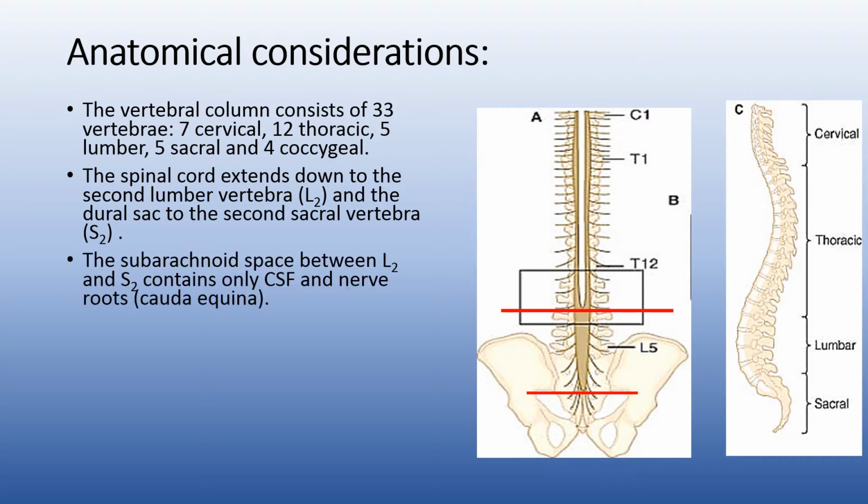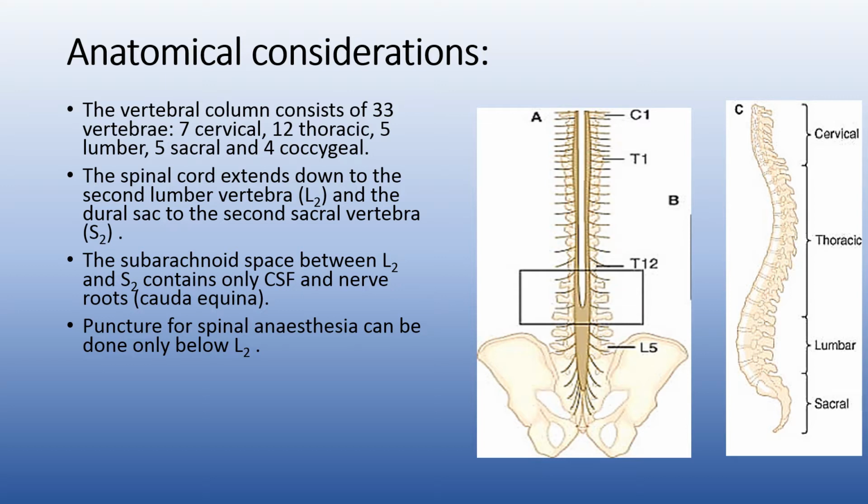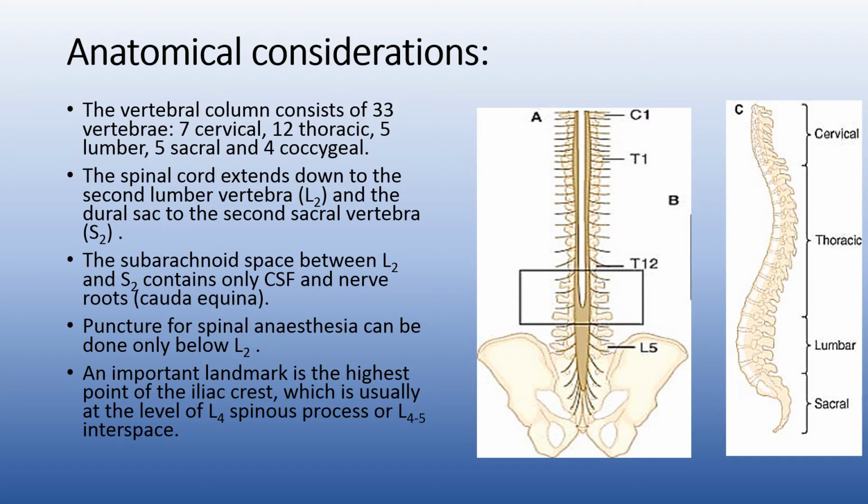The subarachnoid space between L2 and S2, denoted by the two red lines, contains only CSF and nerve roots, which is the cauda equina. Puncture for spinal anesthesia can be done only below L2. An important landmark is the highest point of the iliac crest, which is usually the level of L4 spinous process or between L4 and L5, denoted by the red line in the picture.